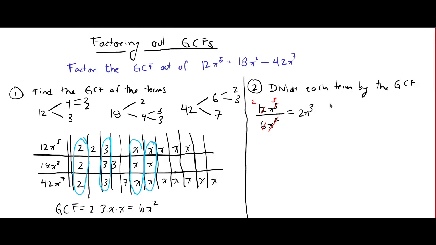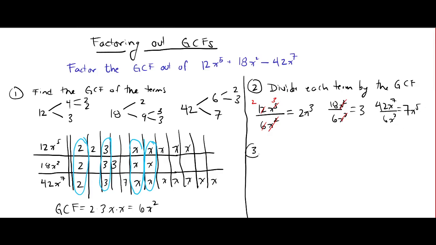Then we got the second term, 18x squared over 6x squared. So the x squareds cancel, and 18 divided by 6 is 3. And the last one, we got 42x to the seventh over 6x squared. 42 divided by 6 is 7. X to the seventh over x squared, that leaves 5 x's.